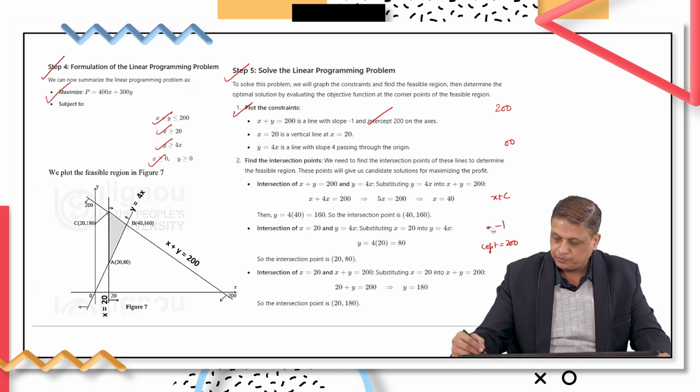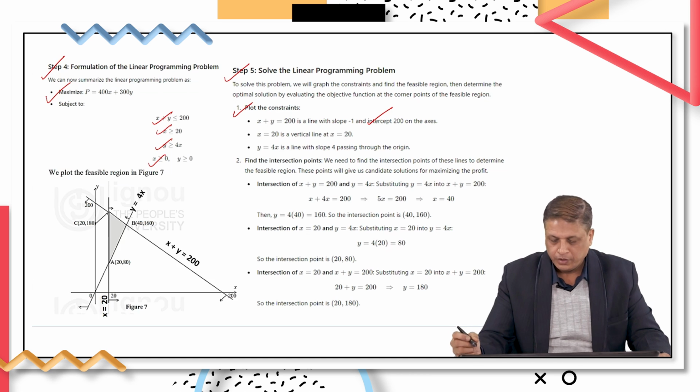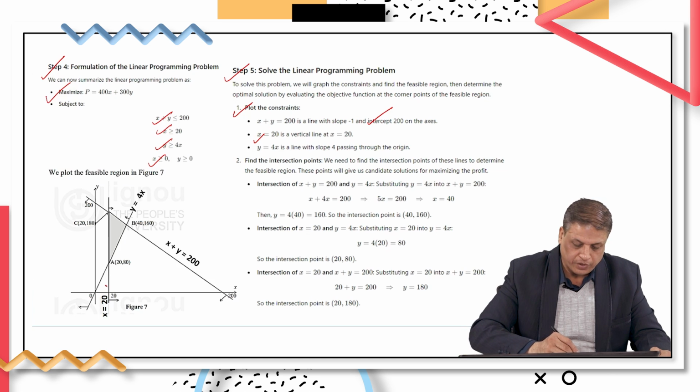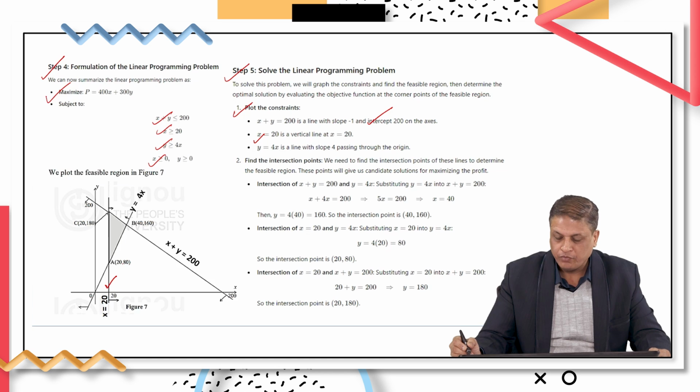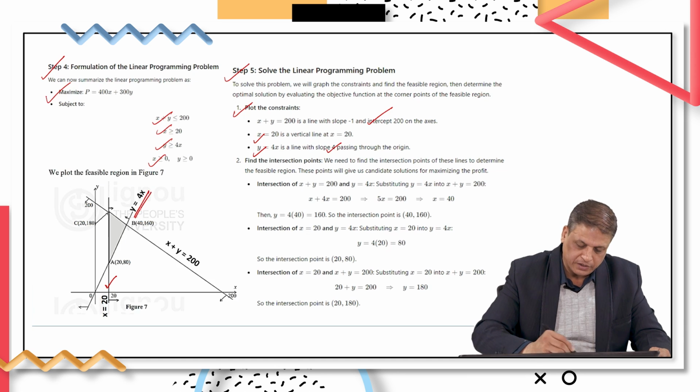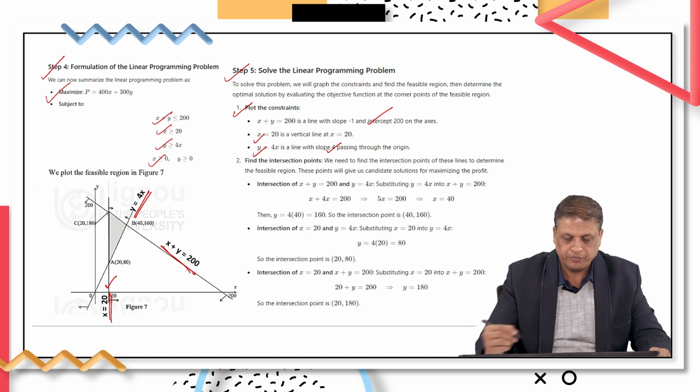x is equal to 20 is the vertical line at x is equal to 20. So, this is the first vertical line, and y is equal to 4x is the line with slope 4. So, we are going to have these lines: y is equal to 4x, x is equal to 20 and x plus y is equal to 200.